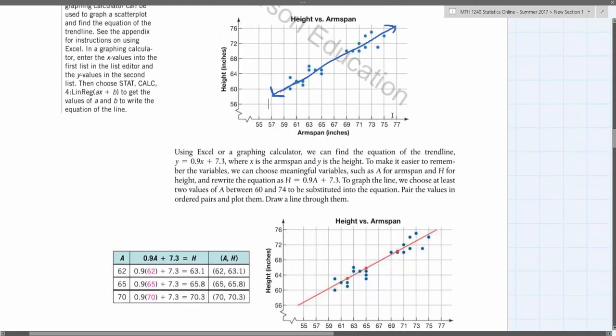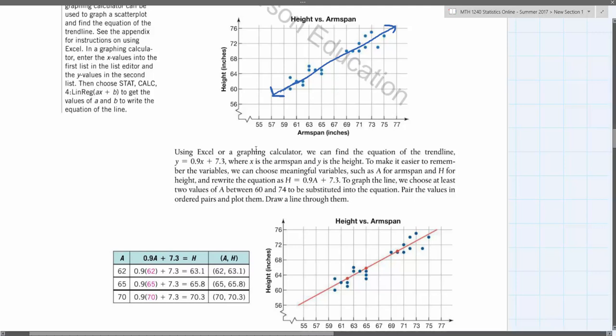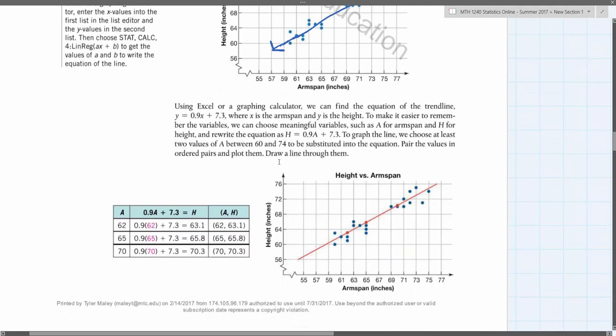In the statistics class, you're going to learn how to calculate these lines, and you're going to use technology to do so. In this section, since we're just prepping you for that, it'll be provided for you. So here is the equation of the trend line: y equals 0.9x plus 7.3. If we want to use different variables, here they use A for arm span and H for height, we can swap those out for x and y to make them a little more meaningful. So there's your equation.